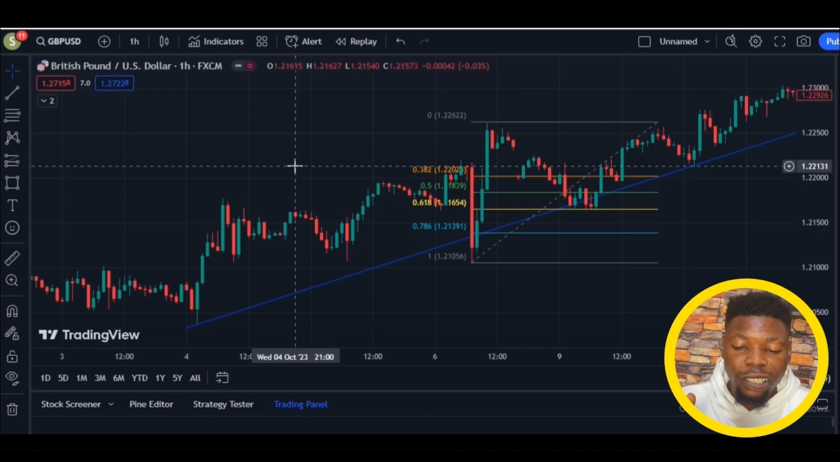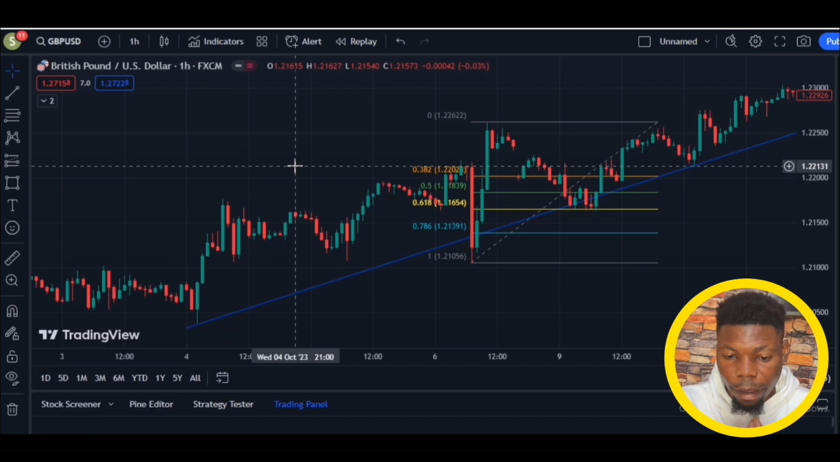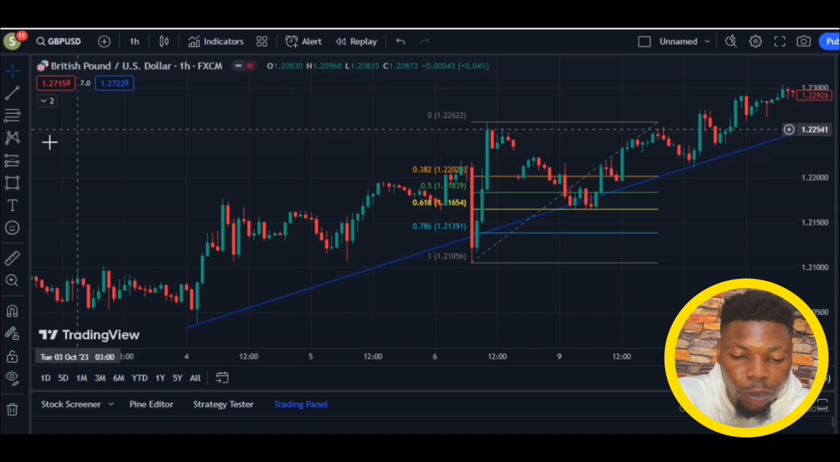On the third step, we need to identify a major supply or demand zone that is in confluence with the 0.618 level, and that level must act as a support or resistance. Mind you, in this example, we have a bullish trend. So if you're having a bullish trend, we are looking for a supply level in conjunction with the fib level 0.618. Let me show you what I'm saying.